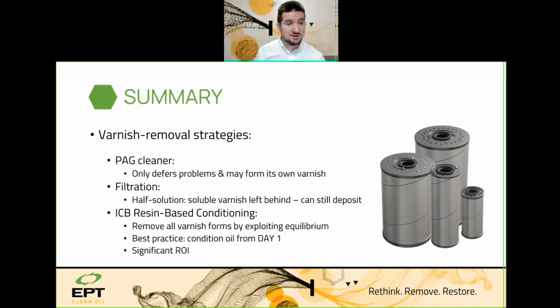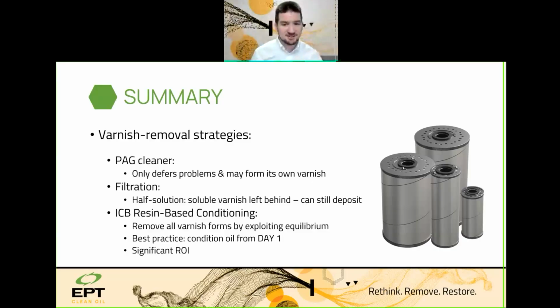So varnish removal strategies, what can you do to reactively maintain your system, remove varnish, or better still, preventatively maintain it, keep varnish from ever forming? PAG cleaners, there's a time and a place for them, but unfortunately, they do really just kick the problem down the road. They defer problems, and buyer beware, they form varnish that you wouldn't have formed from the turbine oil on its own. You are adding chemical complexity to the system, and varnish is a chemically complex thing. It's a breakdown product, a mixture of breakdown products. The more complexity you add to a system, the more different ways things can potentially go sideways. So for short-term use, certainly a possible tool, a useful tool.